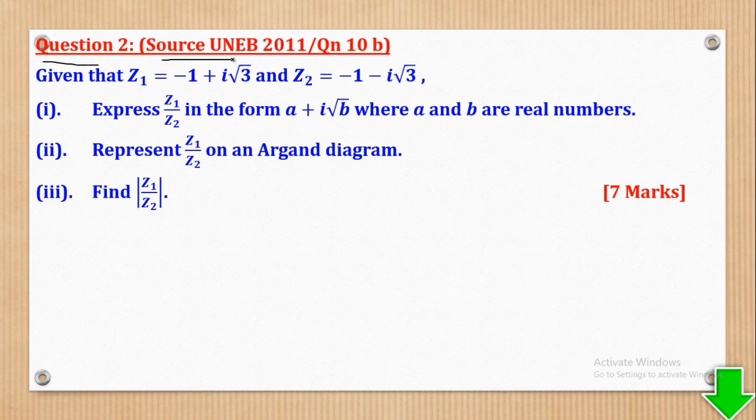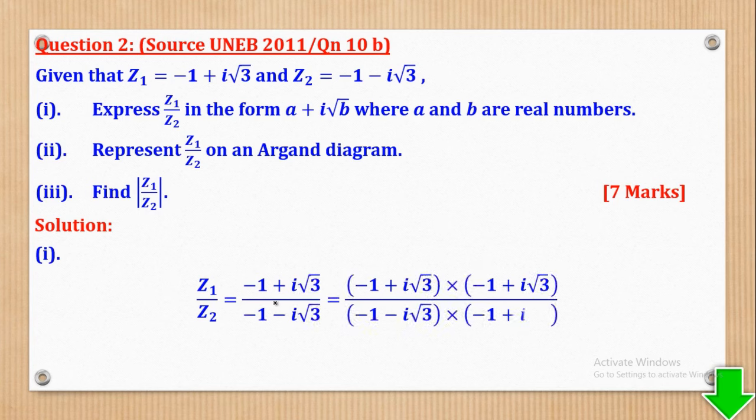Question 2 came from UNEB 2011 paper 1 question 10b and says, given that z1 is this and z2 is that, express z1 over z2 in the form a plus bi, where a and b are real numbers. Then Roman 2 represents z1 over z2 on an Argand diagram, and Roman 3 gets the modulus of z1 over z2. This is division, and I think you remember how to divide complex numbers. Because there is an imaginary part in the denominator, we have to rationalize by multiplying up and down by the complex conjugate of the denominator. Do it on the denominator and also on the numerator.